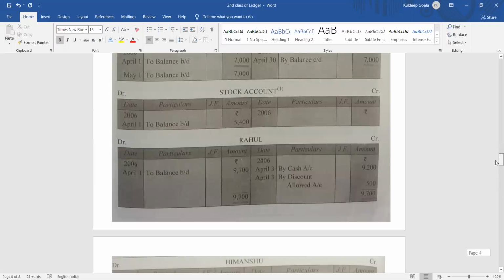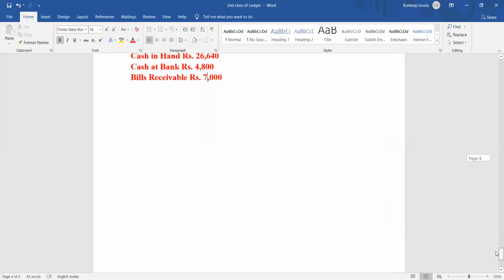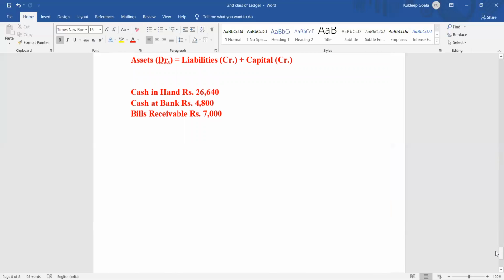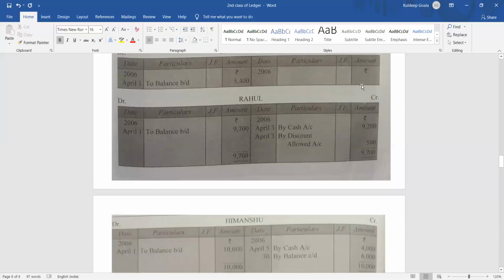So the next one, stock account. This is nothing but the stock at the beginning. This is what I would like to tell you, that for stock there will be two types of balances, one at the beginning and one at the end. Here we are going to see only the beginning one, that is the opening stock. In the beginning, the stock we get is called opening stock, right? So it was how much? 5,400. So opening stock rupees 5,400. Clear?